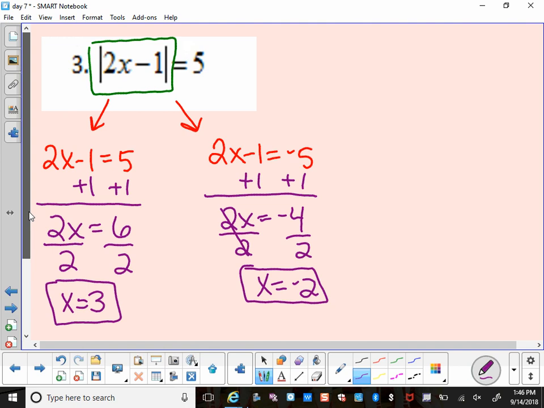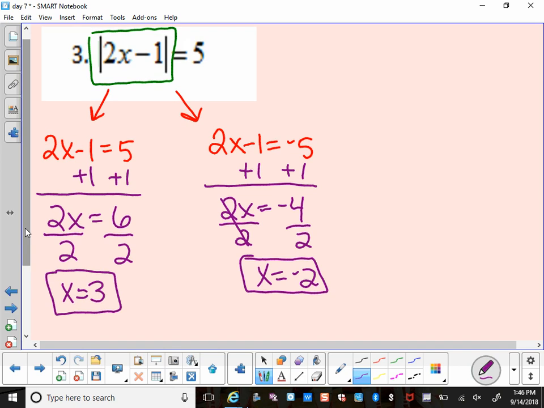Check for extraneous solutions. 2 times 3 is 6, minus 1, we get 5, that works. Our second is negative, so 2 times negative 2 is negative 4, minus 1. You get negative 5, but absolute value is positive 5. Both of those work. You have a good question?